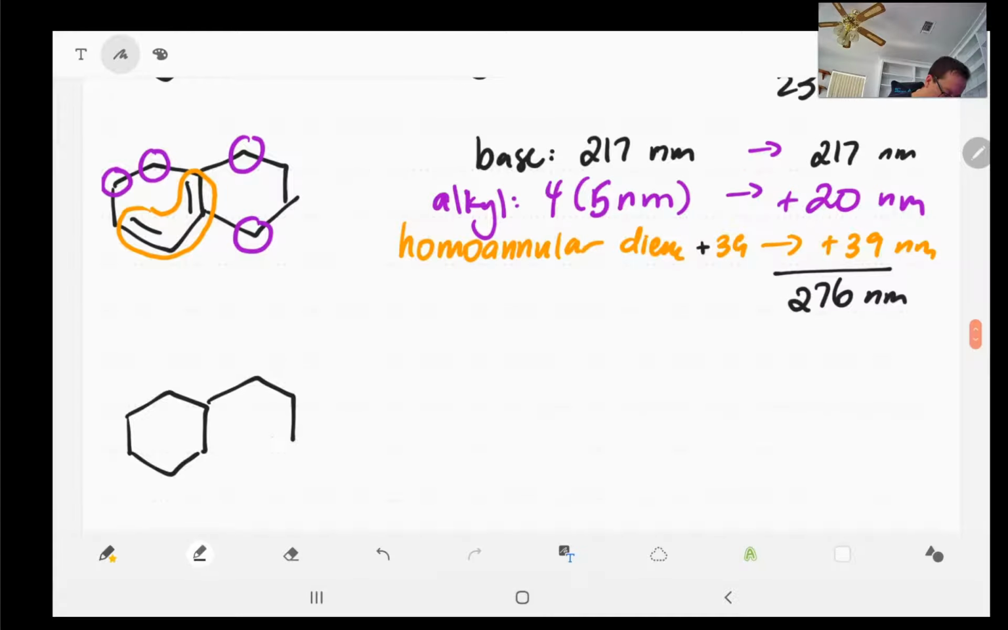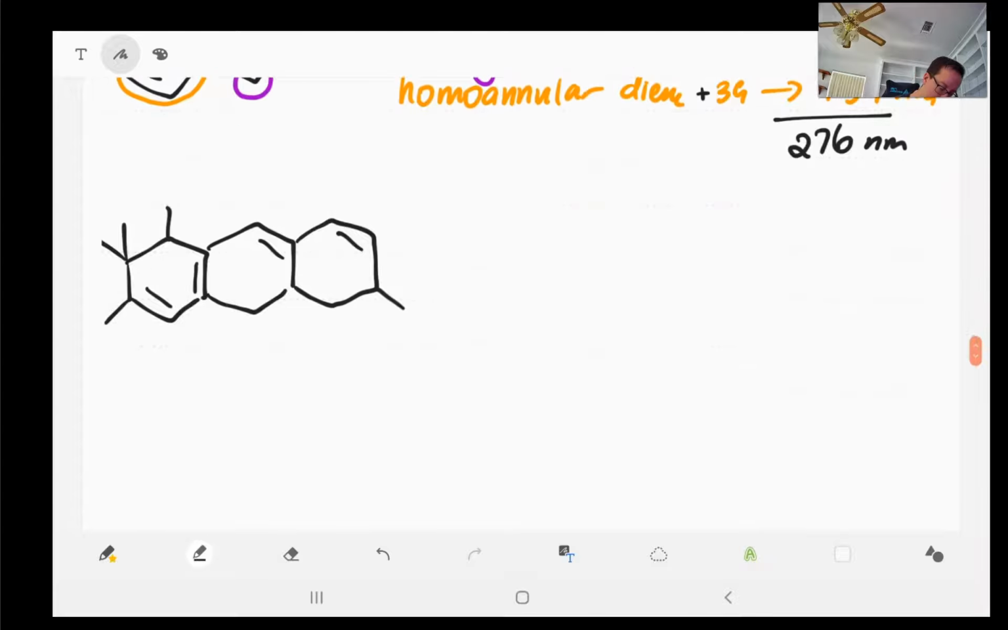Let's see, what can we do with this? All right, here we go. And there we go. Okay, here's a molecule. Let's predict its lambda max.